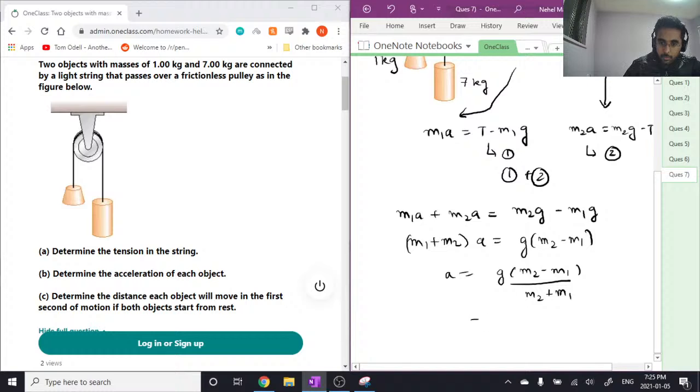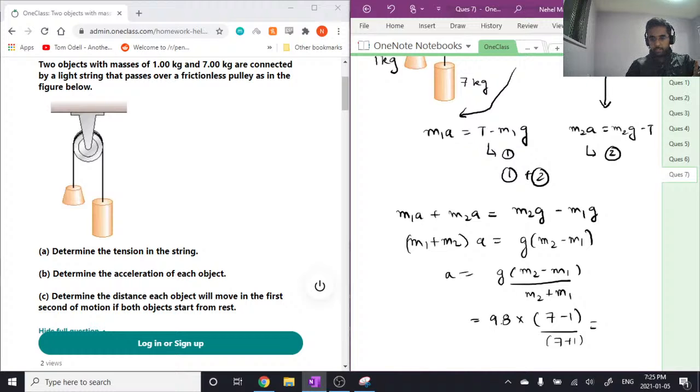m1), which is equal to 9.8 times, m2 is 7, so 7 minus 1 over 7 plus 1. So 9.8 times 6 divided by 8. So we get 7.35 as the acceleration. So 7.35 meters per second squared.